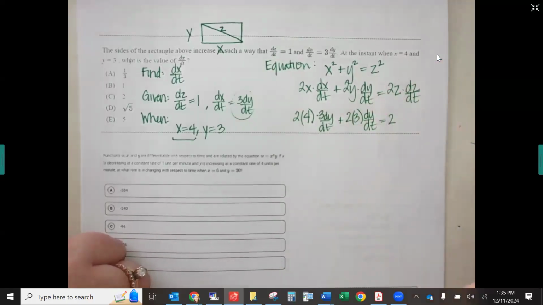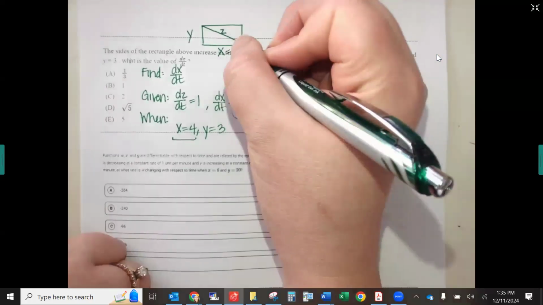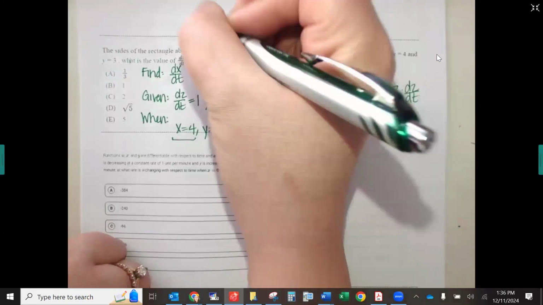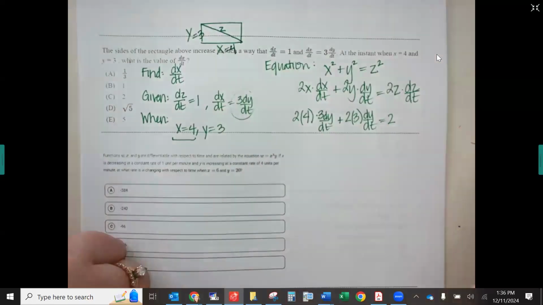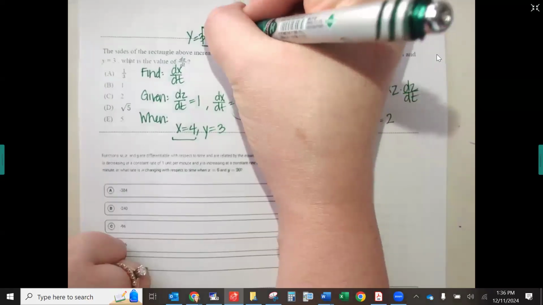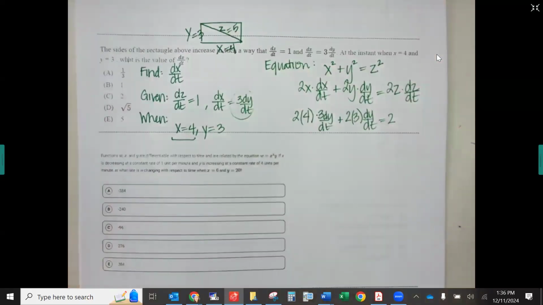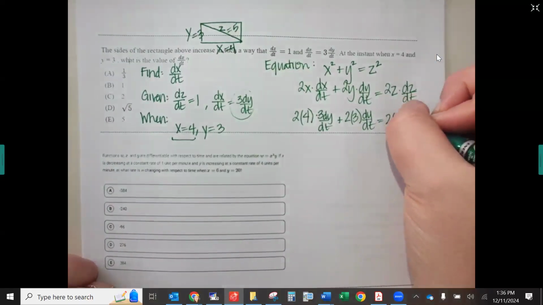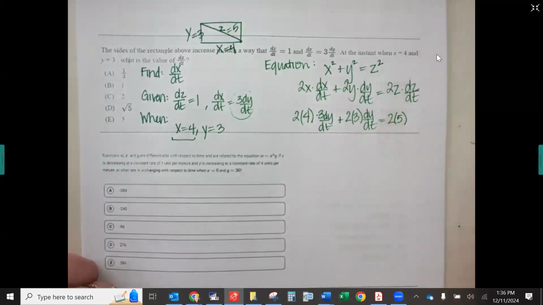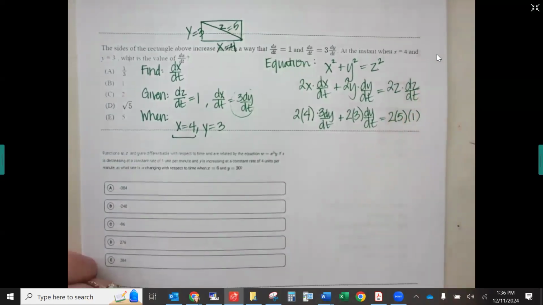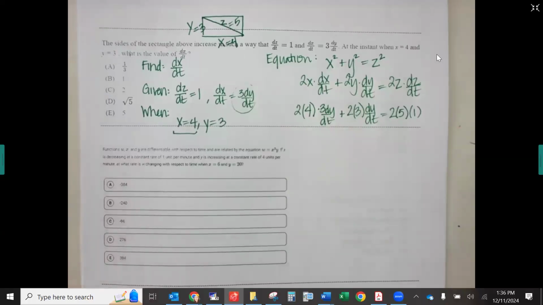Now, you should be familiar enough with the Pythagorean triple that if this side is 4, and this side is 3, what is the hypotenuse going to be? 5. Because remember, 3, 4, 5 is like a special triangle that just comes up over and over again. So my z, if that's 3 and 4, z has to be 5. So it's going to be 2 times 5. And then what was dz/dt? 1. So I have 2 times 4 times 3.